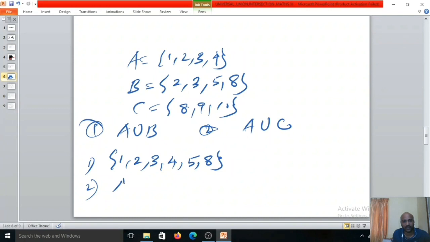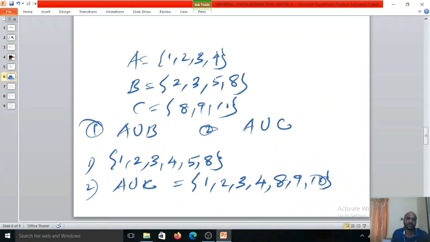Second one is A union C. All elements of A and C are written. So 1, 2, 3, 4, 8, 9, 10. So in this way you have to write A union C.